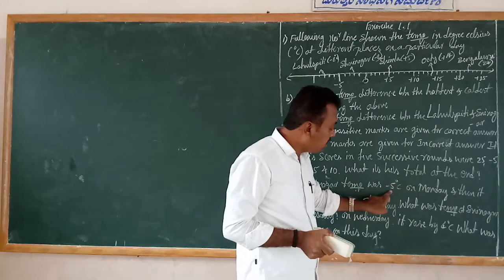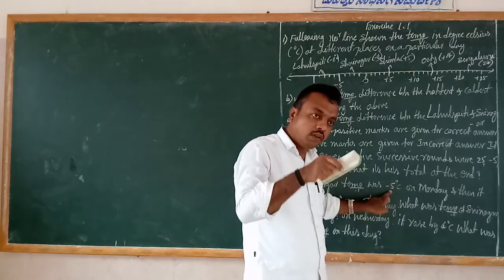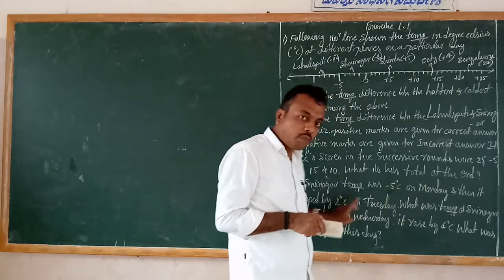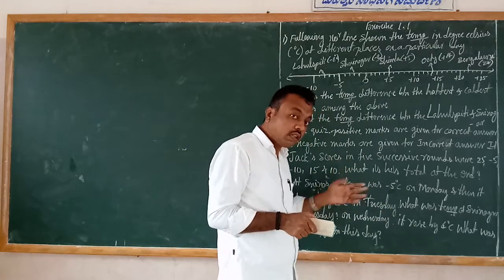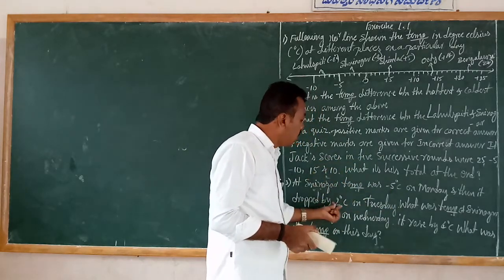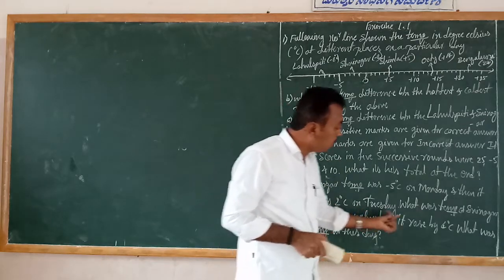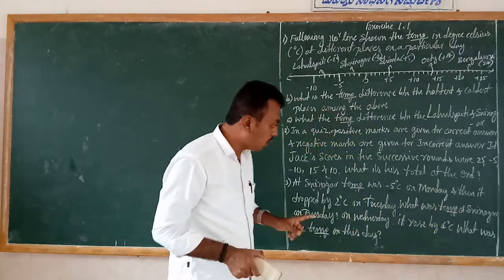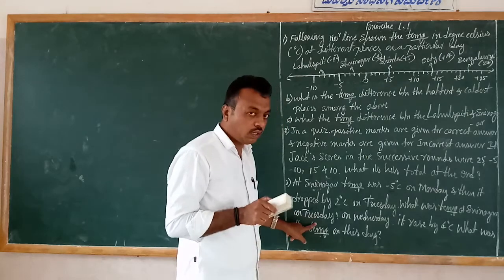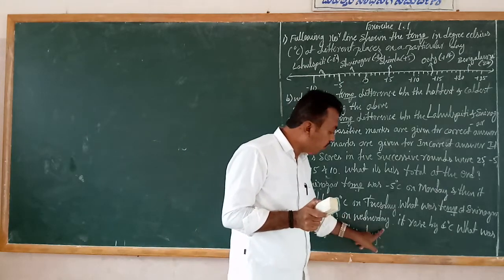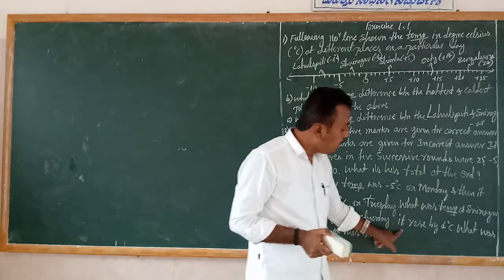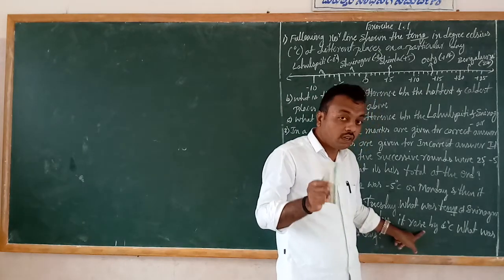So minus 5 degrees Celsius on Monday. Drop means it becomes less. Minus 5 degrees Celsius becomes even less, the negativity increases. So 2 degrees Celsius is dropped on Tuesday. What is the temperature in Srinagar on Tuesday? We have to calculate. Next, on Wednesday, what happens? It rose, not a flower.